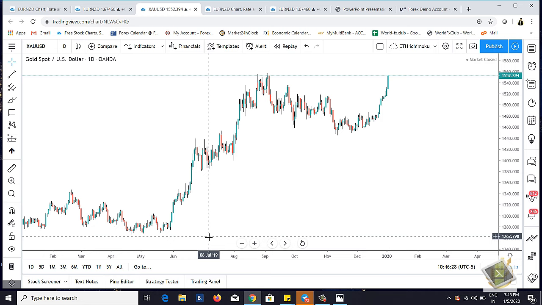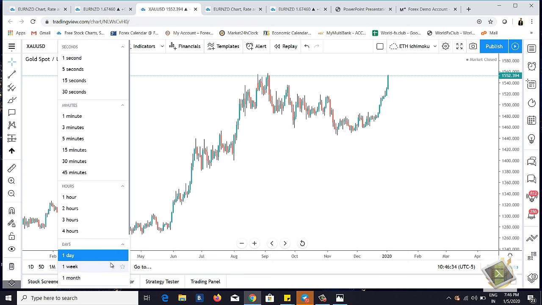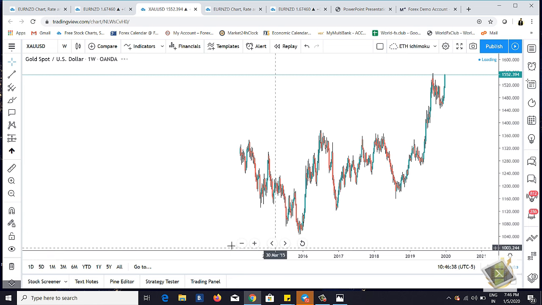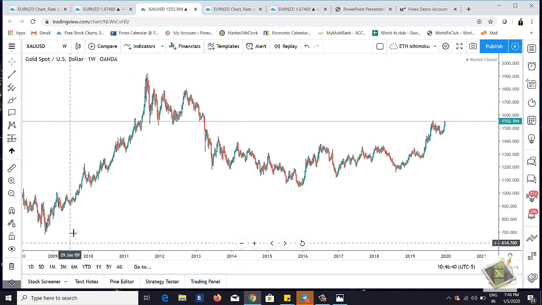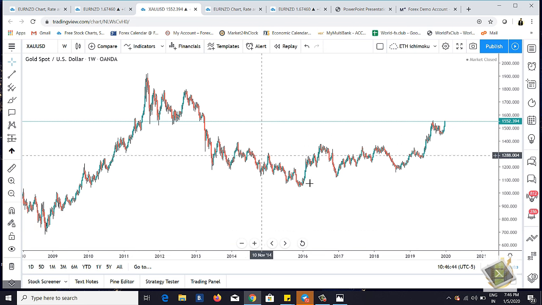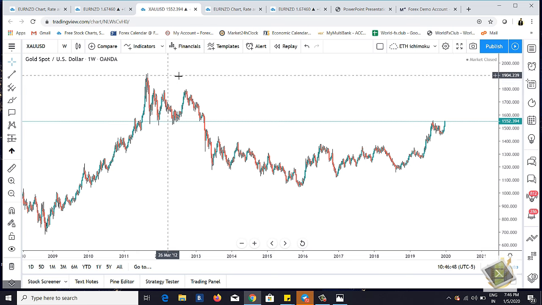What is the first point? Try to analyze a bigger time frame chart. So let's open a weekly chart or a daily chart, at least a weekly or a daily chart. So this is a weekly chart. We see prices starting from 2009. So since 2009 it was an uptrend, then it went down, then it's trying to go up. So it might go back and touch the previous peak.